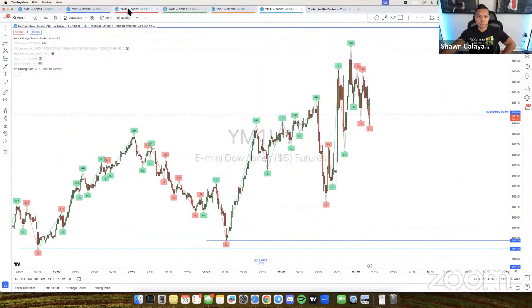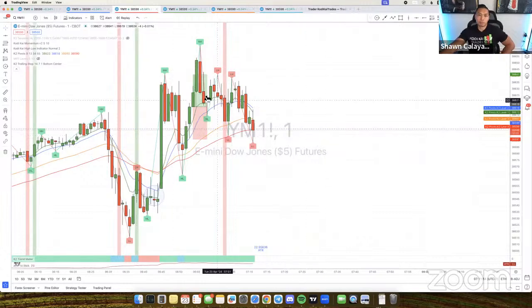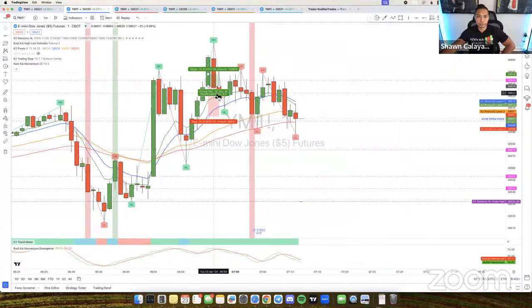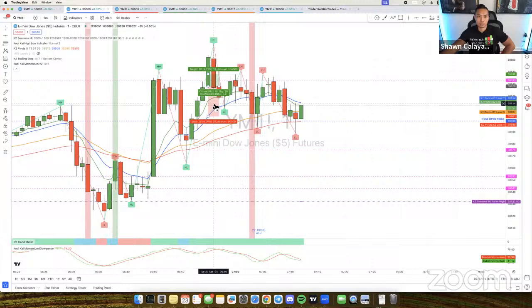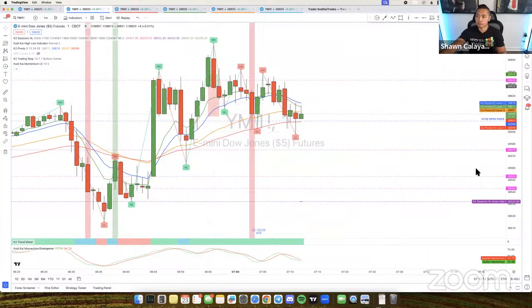So the only entry that's actually come up today would probably be the PRV, which was a full TP, and then also there's another entry that came up over here. I believe it was momentum divergence. That's pretty much it. Other than that, nothing else.